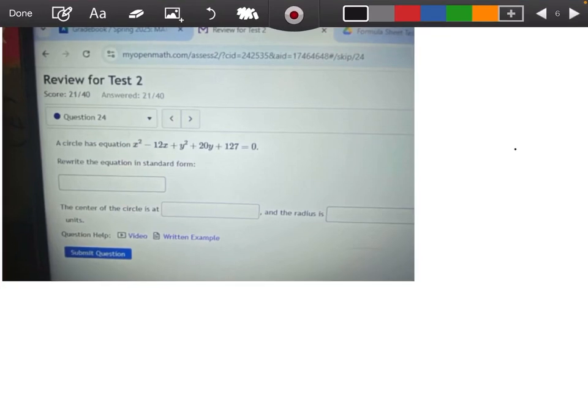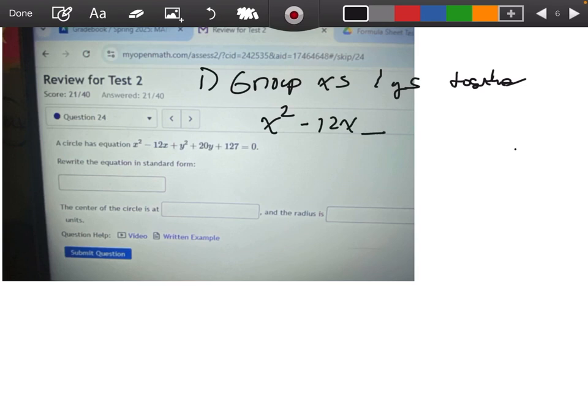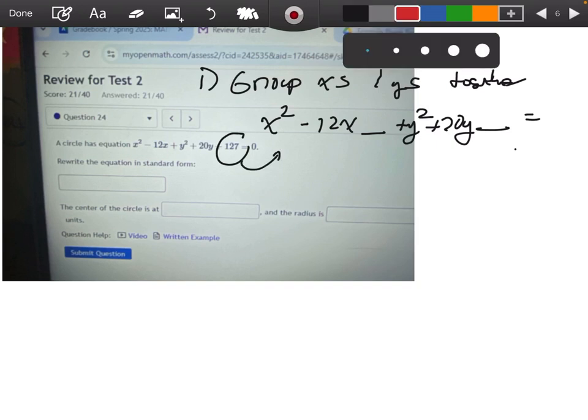All right, so y'all, this is question 24 out of the review for test 2, and we're going to rewrite the equation of the circle in standard form. Step number 1, we're going to group our x's and y's together. x squared minus 12x, I'm going to leave a little space, y squared plus 20y, leave a little space, and I'm going to take that 127 and move it over. So it's going to become a minus 127.